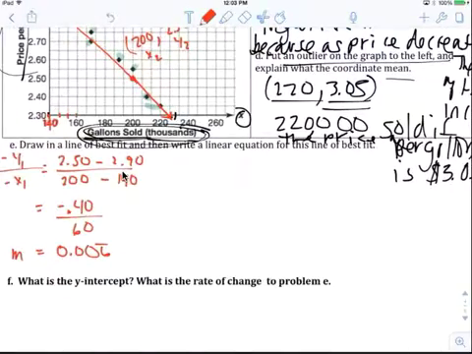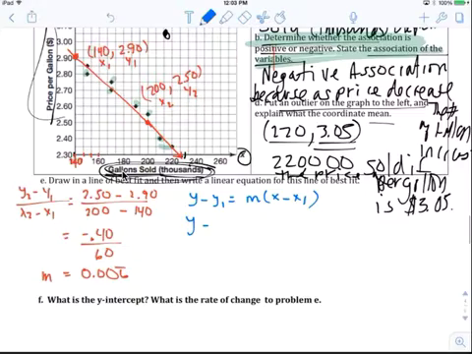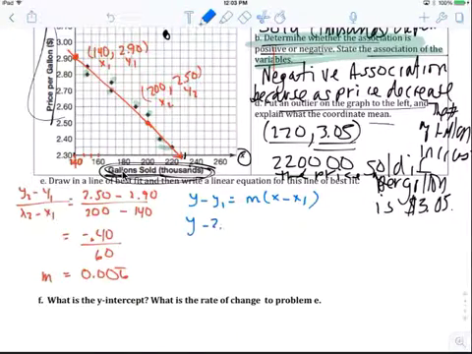Then you use y minus y1 equals m times parentheses x minus x1. Y minus y1, which is 290, equals the rate of change, 0.006 repeating, times x minus 140.